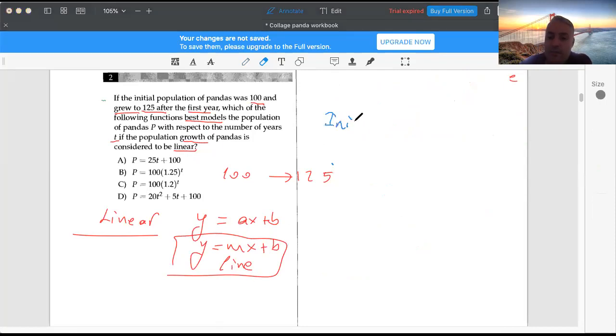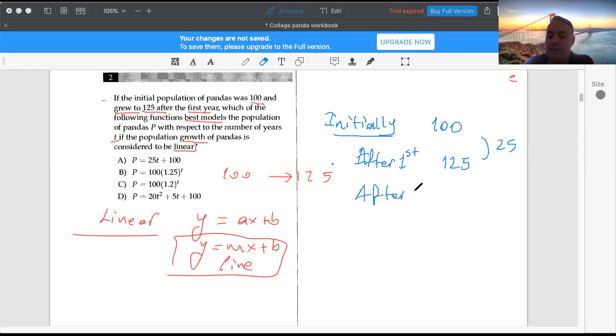Initially, at the beginning, you have 100. After the first year, it is 125. That means we are adding 25. After the second year, plus 25, it will be 150. After that 175, after that 200, and so on. So how can I formalize this? How can I write one formula?